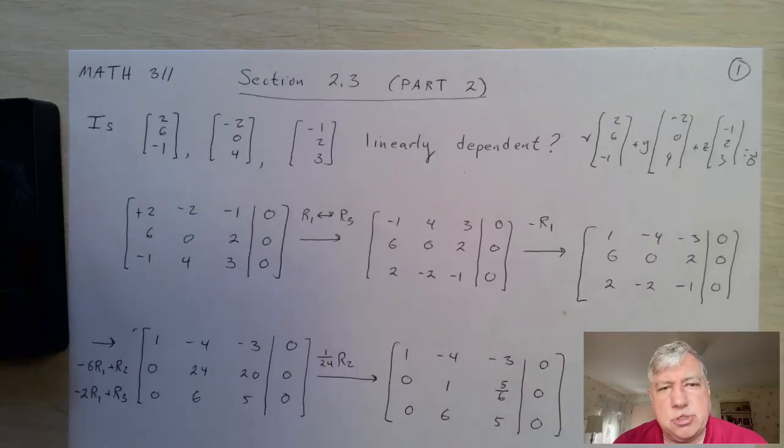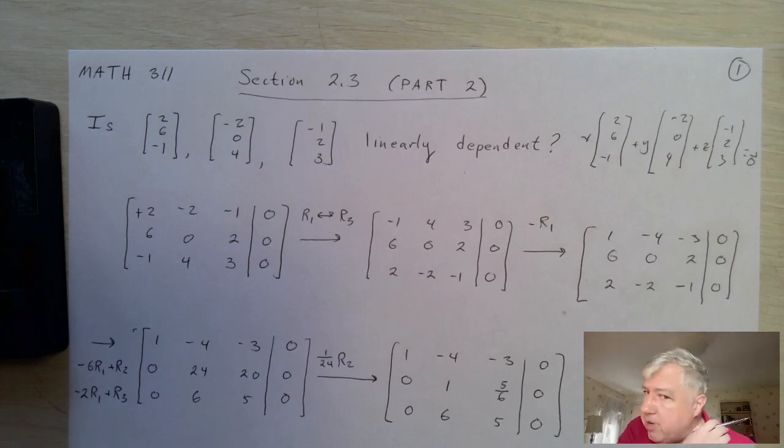This lecture is part 2 of a lecture from Section 2.3 for the Math 311 linear algebra course at Western Illinois University. In this supplemental lecture, I just want to talk about two different ways to determine linear independence or linear dependence of vectors.